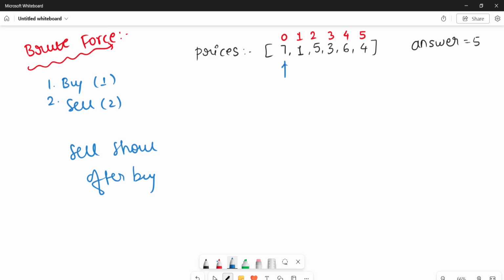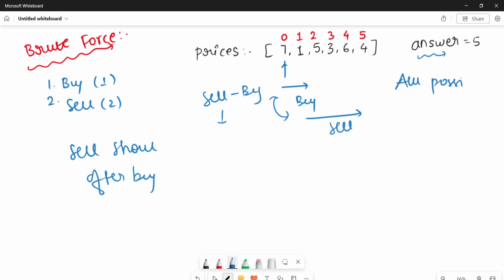The first one will run as buy, and sell will be from the next index. We will keep on checking the difference between sell and buy, and we will keep on updating the answer variable, right? Then we will generate all possible combinations, and we can finalize our answer. So let's see how that method will work with the help of code.